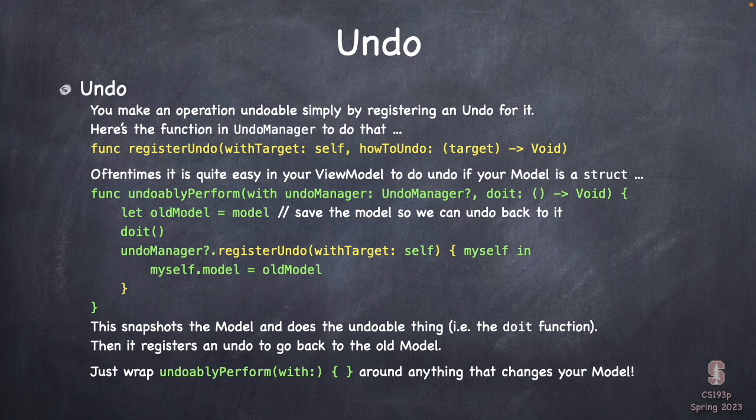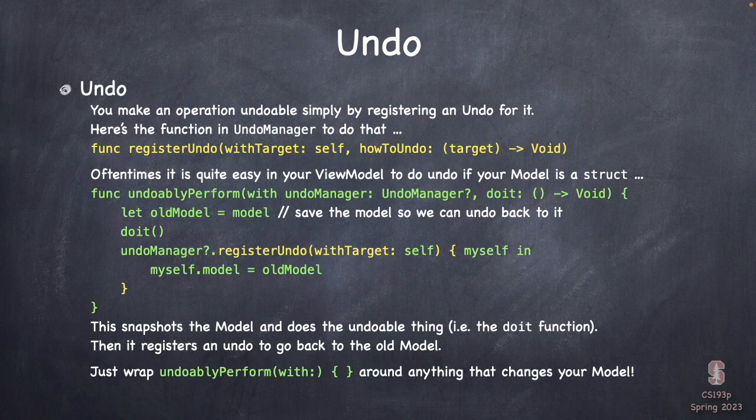So let's walk through this. It's called undoably perform. Again, this is a function in your view model. And it has an argument, of course, with undo manager. And then the do it, that little closure there, is the thing you want to be undoable. So setting the background or adding an emoji, whatever it is, that's in this closure you're going to pass.